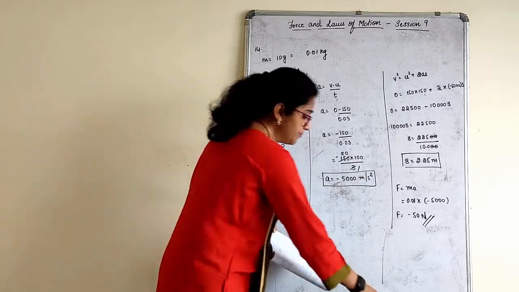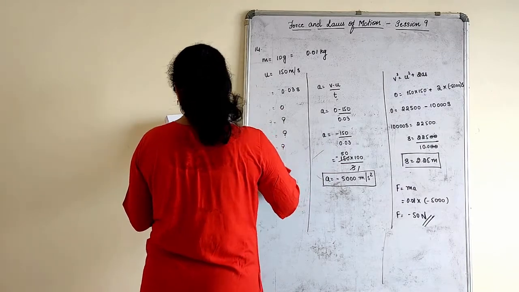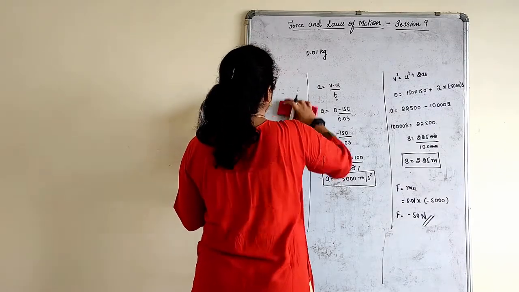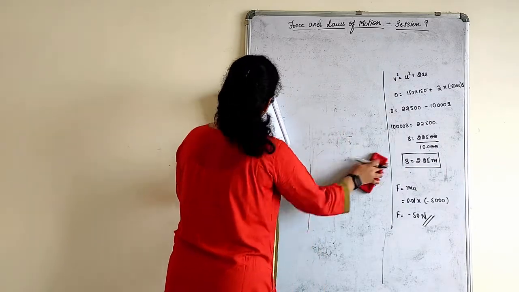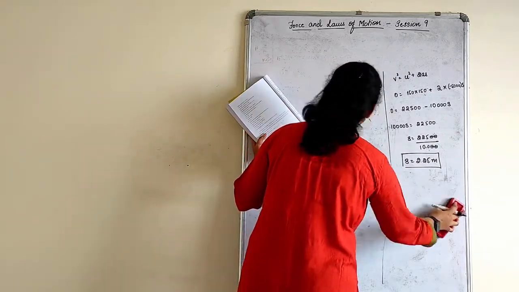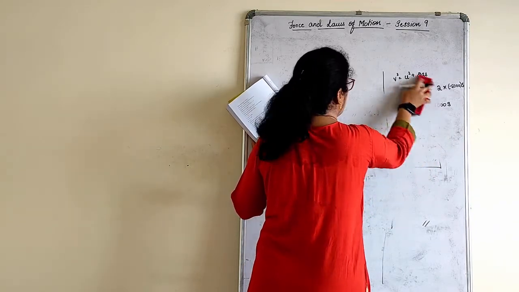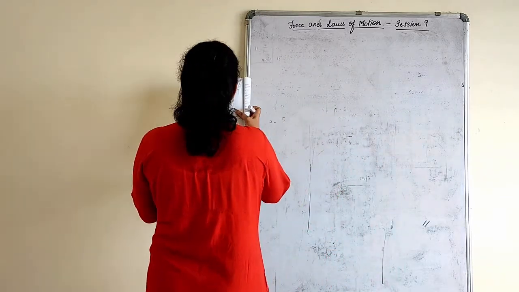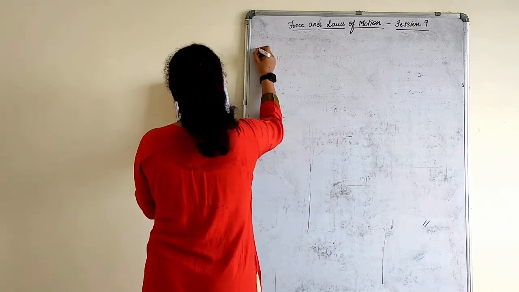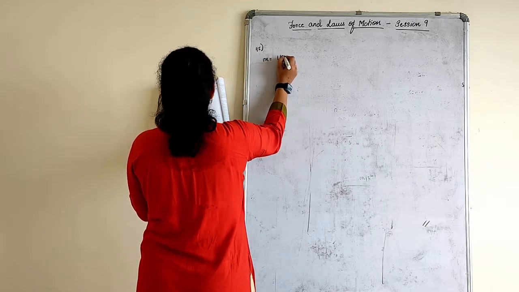The next one. An object of mass 1 kg traveling in a straight line with velocity 10 meters per second collides with a stationary wooden block of mass 5 kg. An object of mass, 15th one, mass of the object is equal to 1 kg.